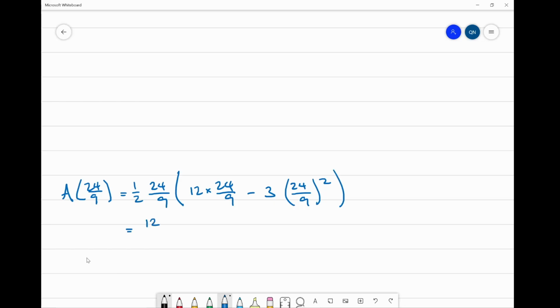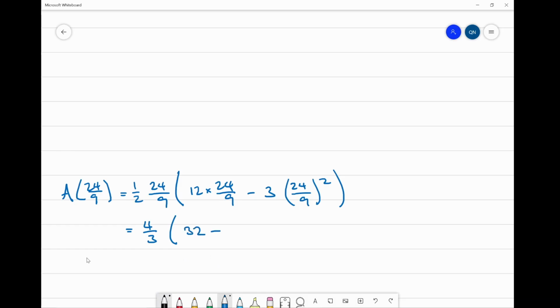This is 12 over 9. What's 12 over 9? That's like 4 over 3, I think. So we have 4 over 3. And then we have another 12 over 9 situation over here, so that's another 4 over 3 times 24. But 3 and 24 will cancel, giving us 8. So that's really 4 times 8, which is 32.